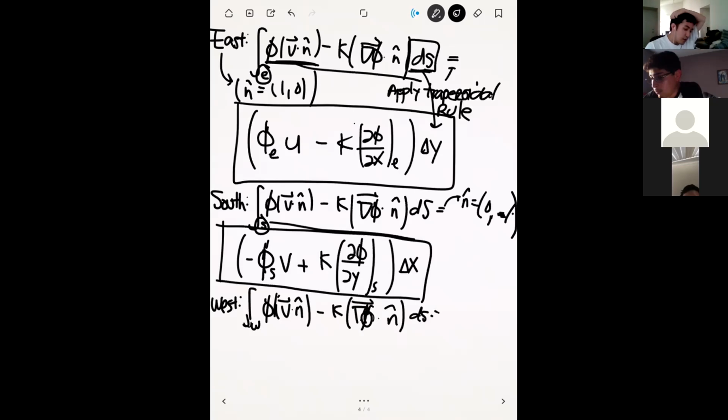Okay, so we start with the same integral. So we have the integral on the west face of phi times v dot n minus k times gradient of phi dot n hat ds. So for the west face, we have a different n hat. Our n hat is going to be negative 1 comma 0. If we use that and apply trapezoidal rule, we end up with the following expression.